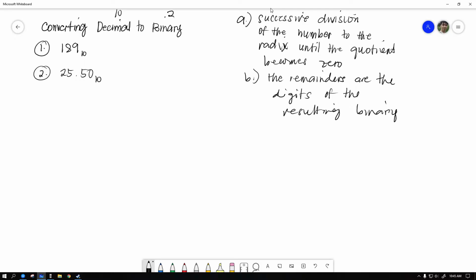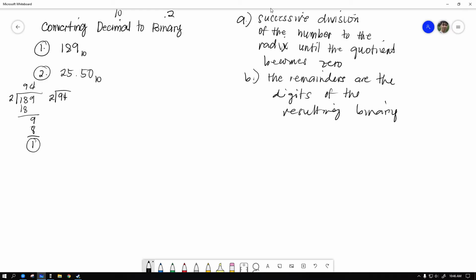Okay, so we try with 189. Successive division: we have 189 divided by the radix. This time it is binary, so divide that by 2. You have 9, then 18, remainder 9, and that can be divided still by 2. We have 4, so that becomes 8, and then you have a remainder 1. So take note of that remainder, and then 94 divided by 2.